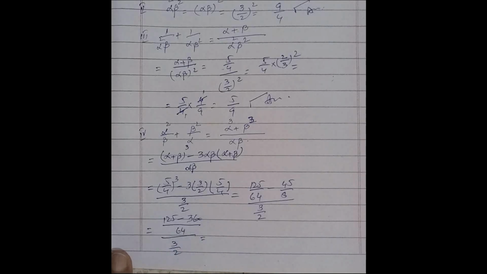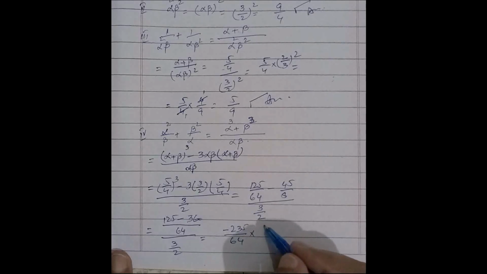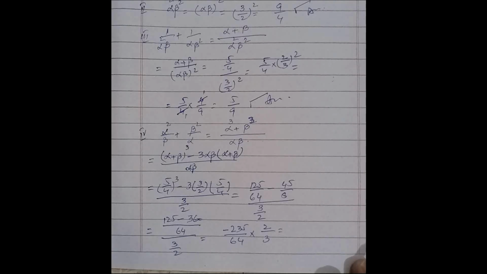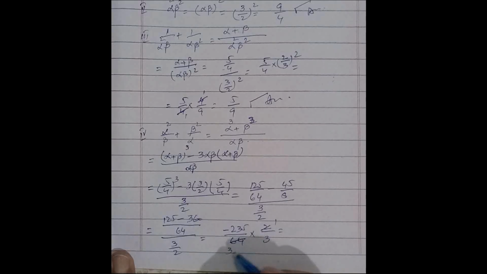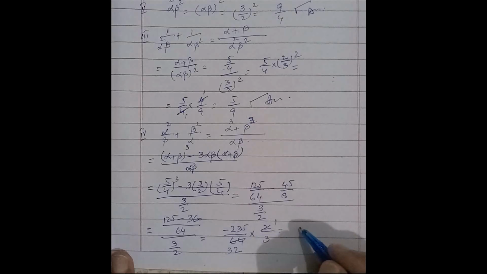Now simplify these values, we get minus 235 over 64 multiplied by 2 over 3. Now we further simplify these values, we get 2 1s are 2, 2 3s are 6, 2 2s are 4. And the remaining values are multiplied: minus 235 over 32, 3s are 96.